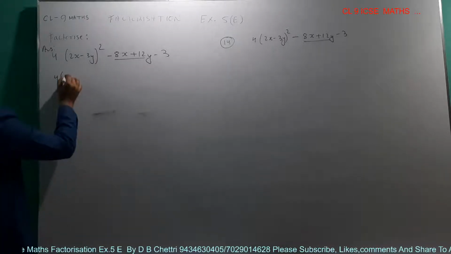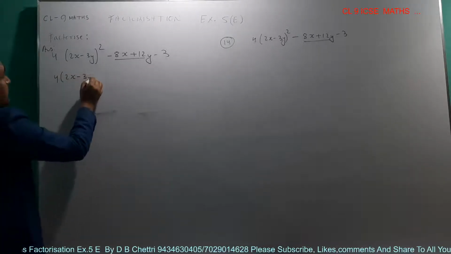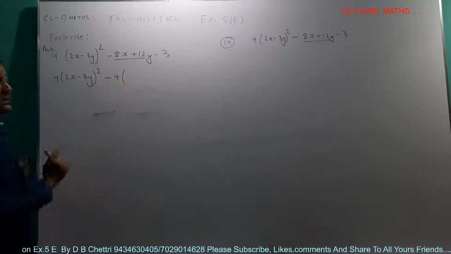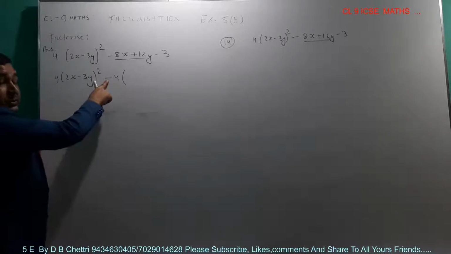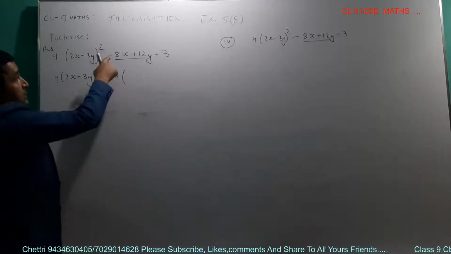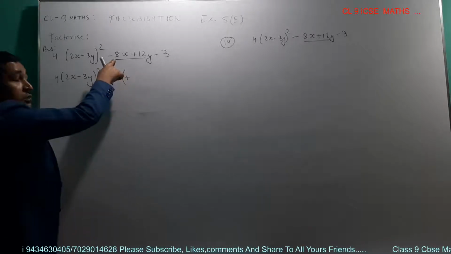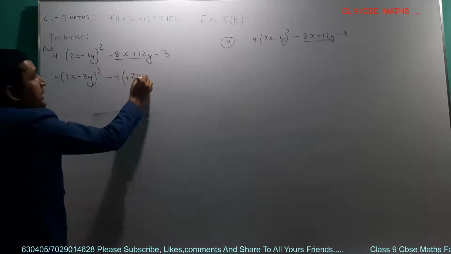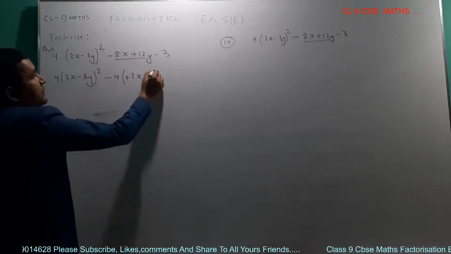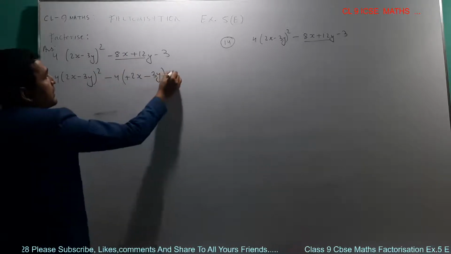So 4 times (2x minus 3y) whole square, minus 4 how much? And why are we taking minus as common? Because this is minus, and it is very important, please take care of it. Minus, plus 4 times how much is 8? 4 times 2 is 8x. Minus, plus, minus 4 times how much is 12? 4 times 3 is 12y, minus 3.